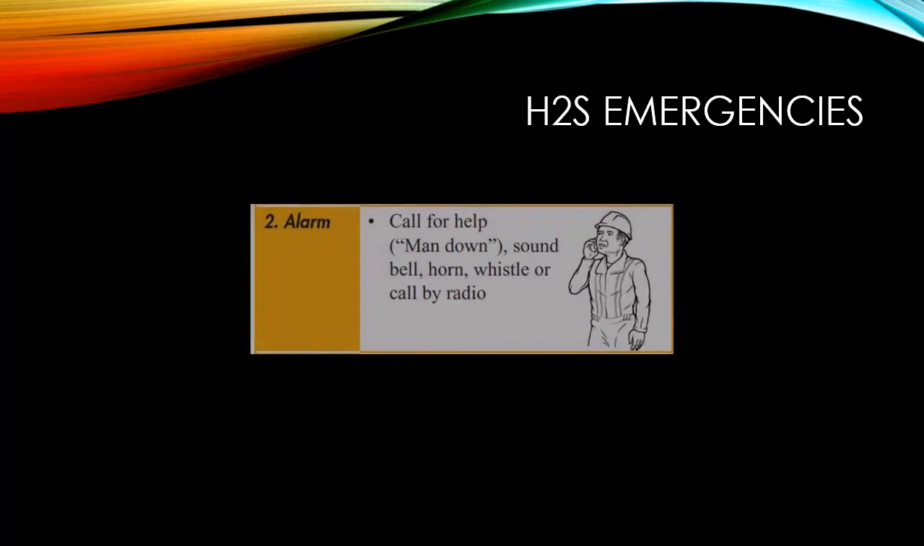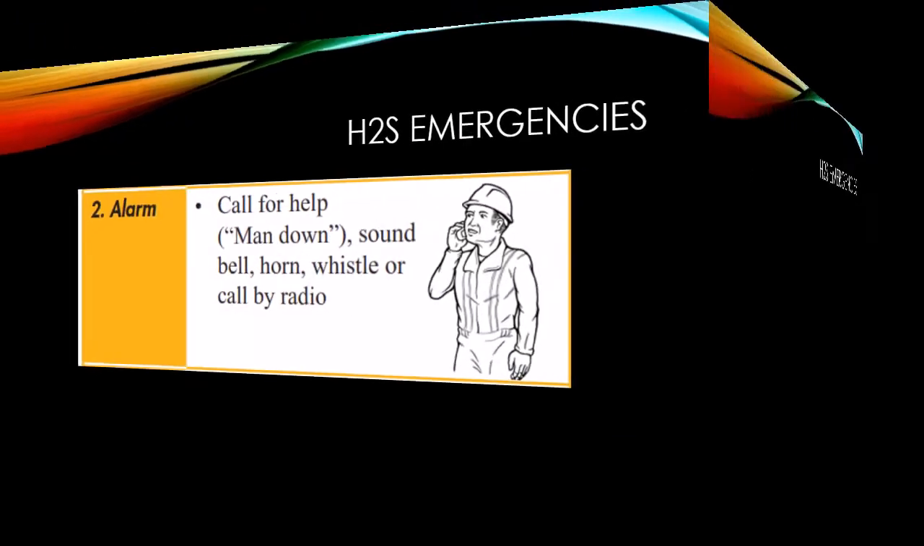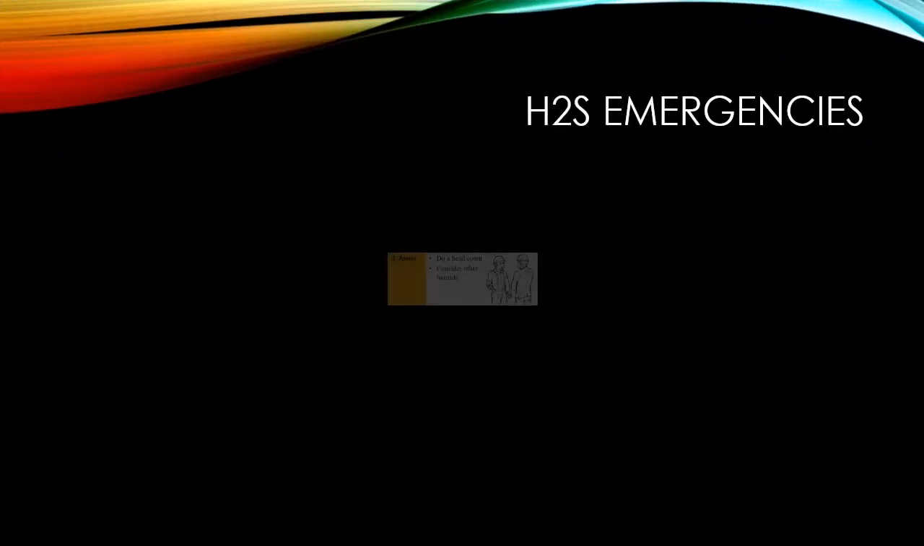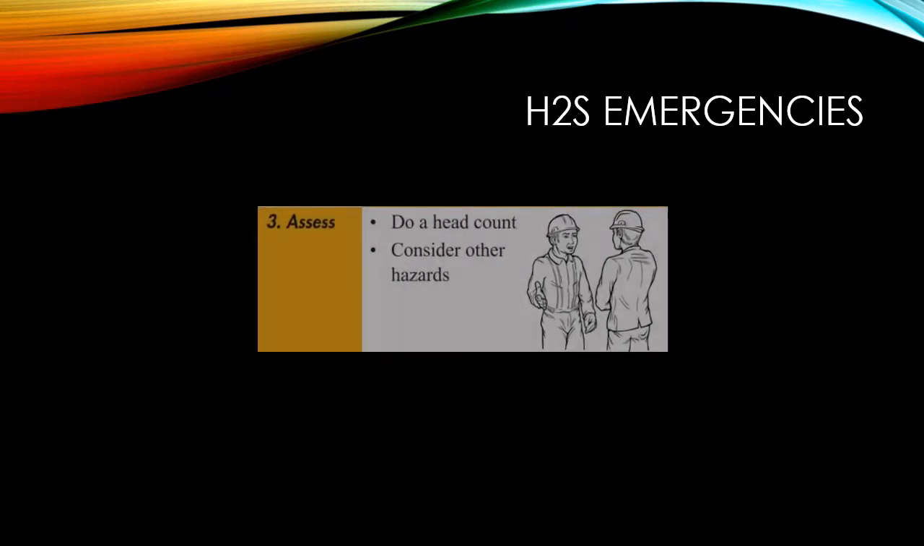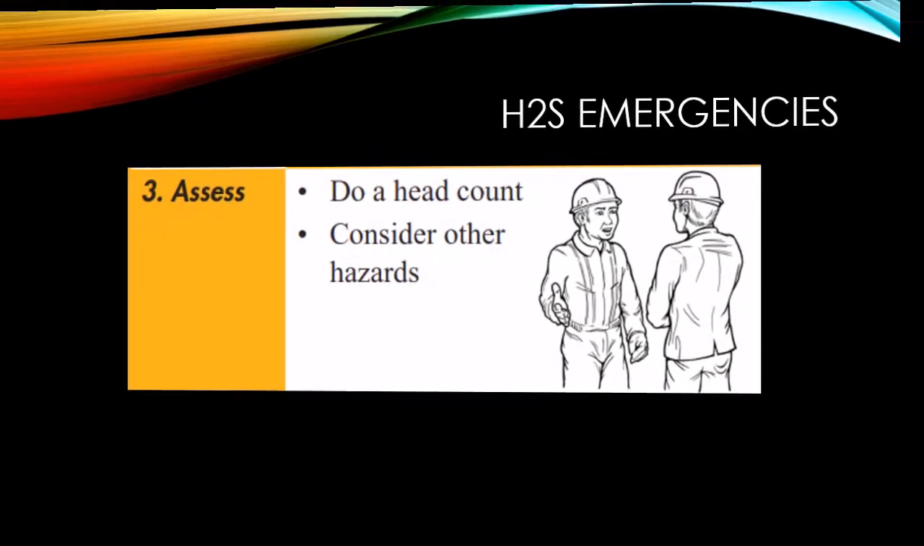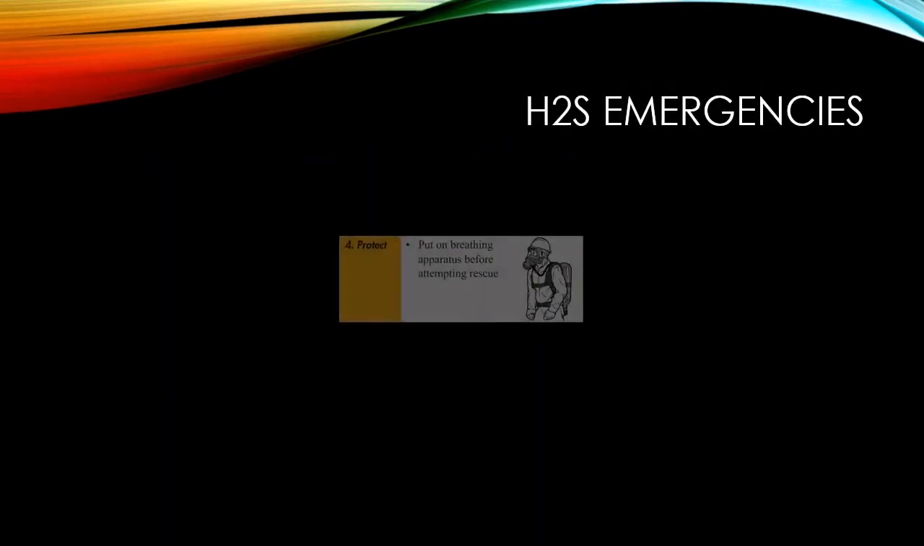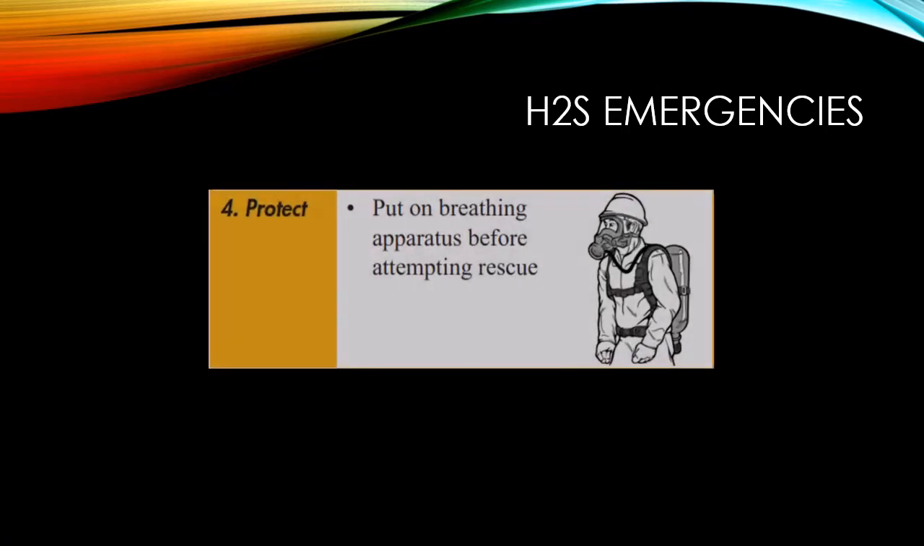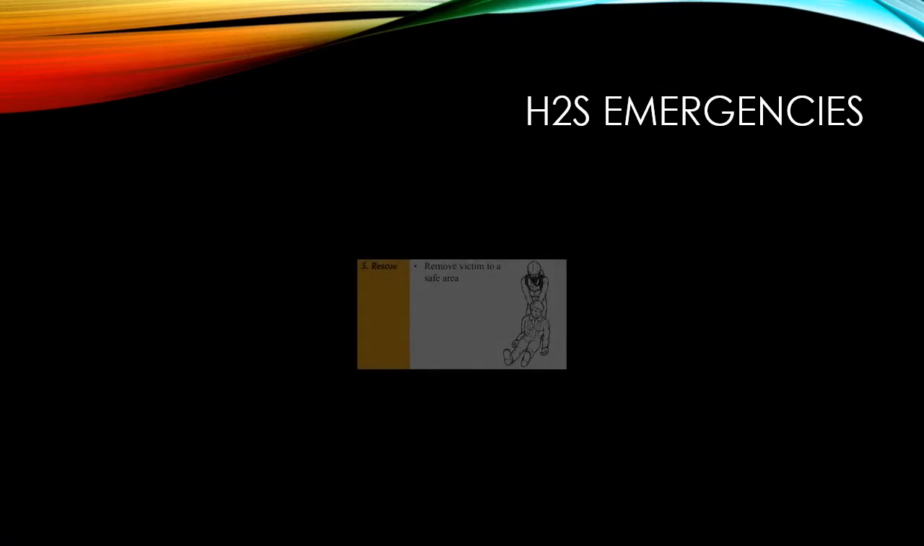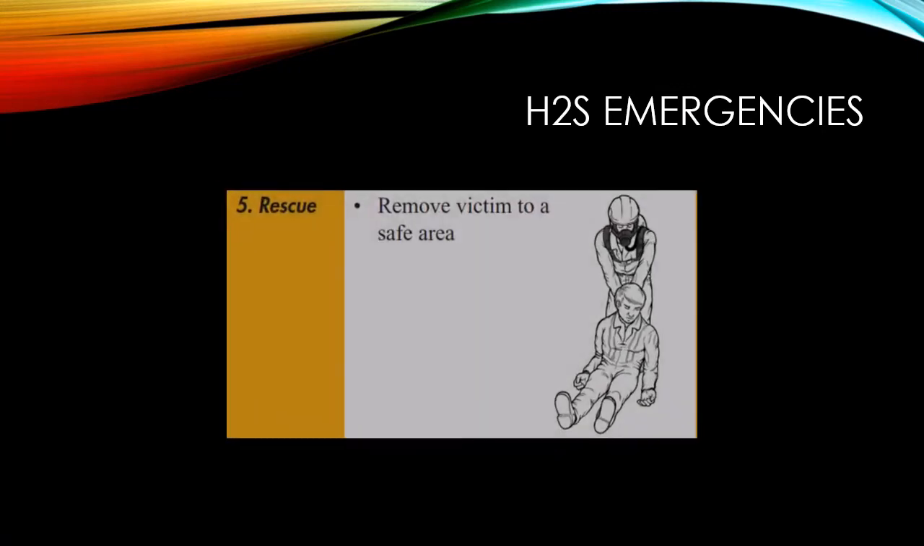Second step, alarm. Call for help, man down, sound the bell or activate the alarm. Third step, assess. Do a head count, consider other hazards. Fourth step, protect. Put on breathing apparatus before attempting rescue. Fifth step, rescue. Remove the victim to a safe area.